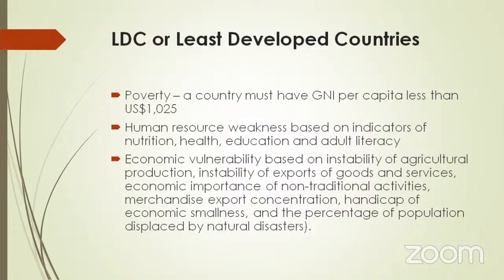The second criterion is human resources weakness, based on indicators of nutrition, health, education, and adult literacy. Sorry, is this 1,000 per month or annually? This is annual. GNI per capita less than 1025. Gross national income is typically calculated annually, by financial year.